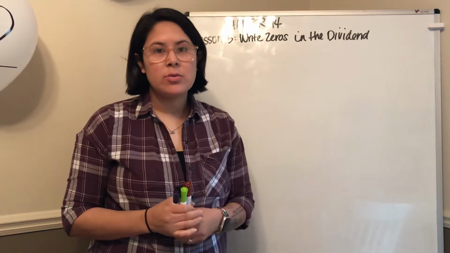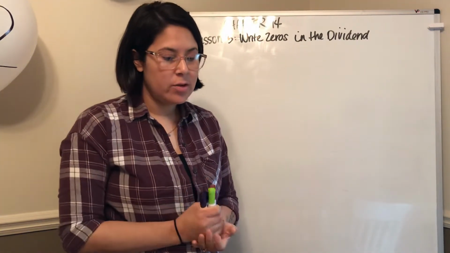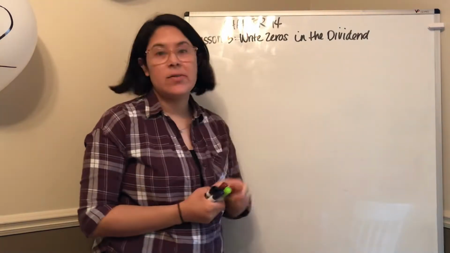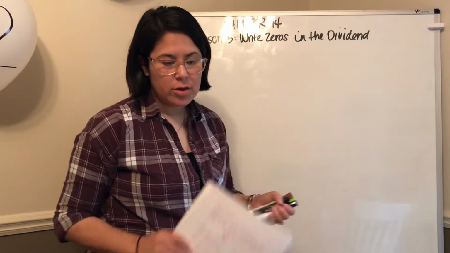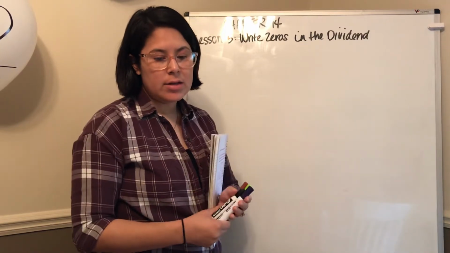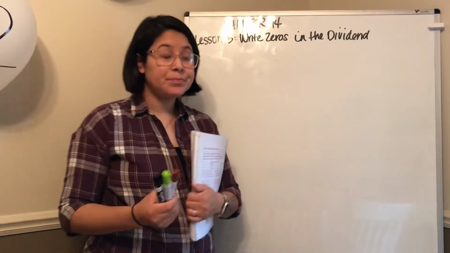So we're going to be doing lesson 5 today, which is writing zeros in the dividend. So open up your books to page 362 and let's go ahead and get started.